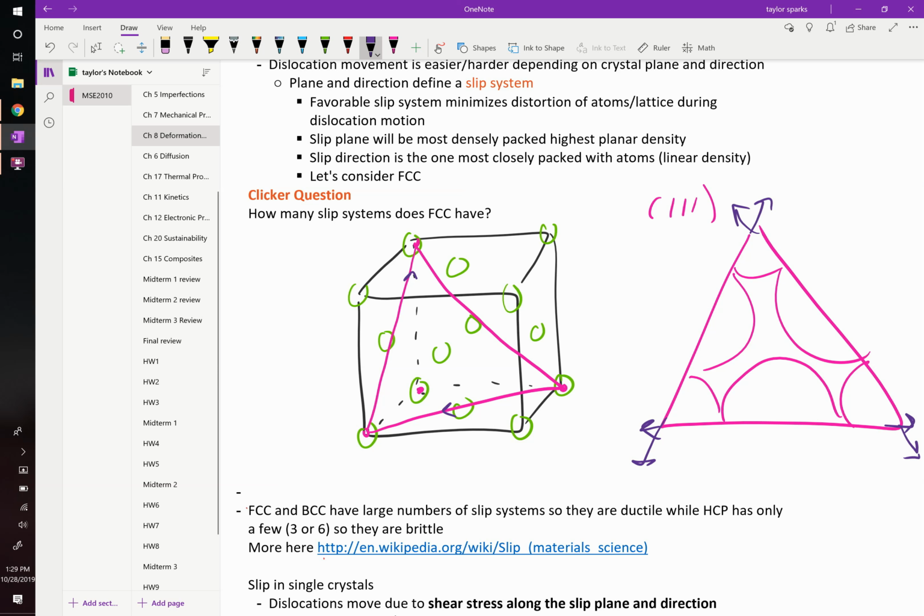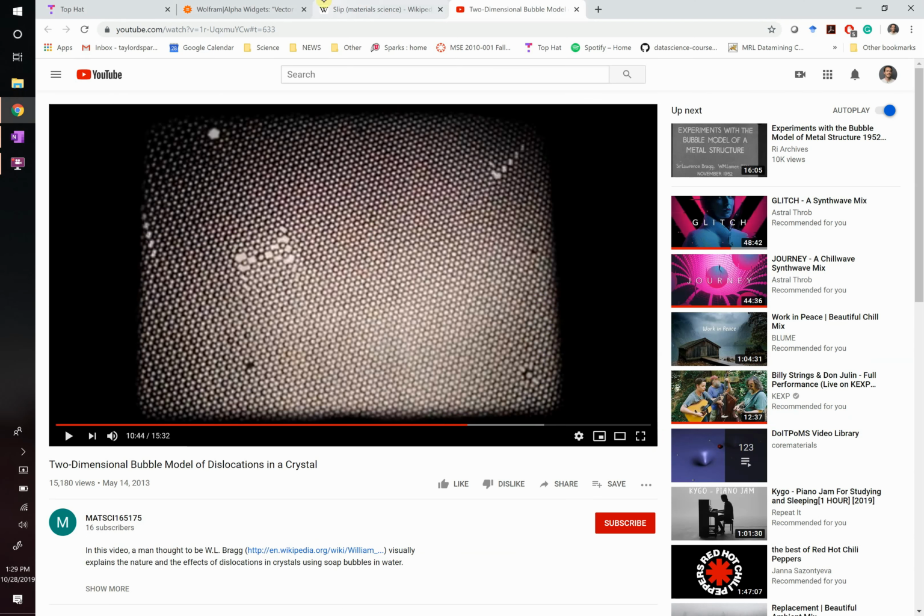Are there other things that we're missing in this crystal structure? Or in other words, what's the total number of slip systems in this? We're going to count positive and negative directions, so going this way versus that way is the same thing. That all counts as one slip system member. How many are there in a cubic system like FCC? So that's our next clicker question. Take a stab at that.